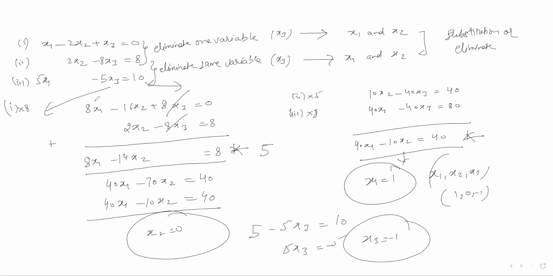So this is the algebraic method. First was the graphical method, and this is the algebraic method. Now there is one more notation in which we can write the equations. That is matrix notation.